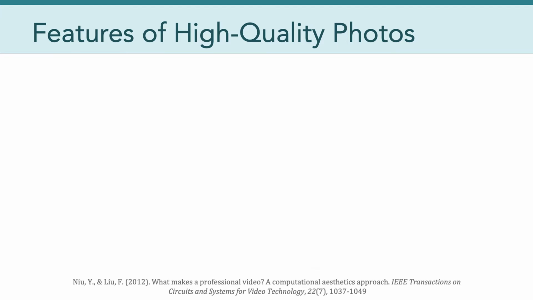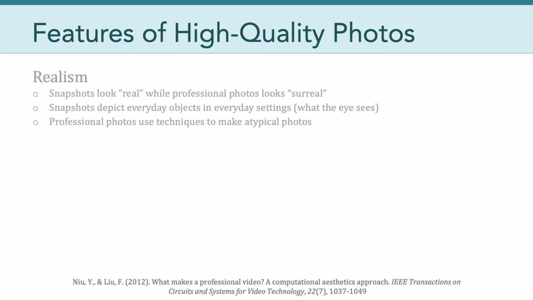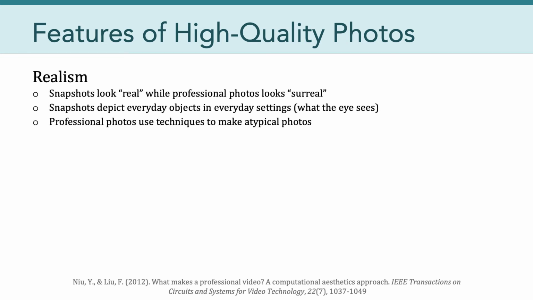Now, another feature of high-quality photos is realism. If we think about snapshots that we take just on our phone or off the cuff, they look real, whereas professional photos tend to look more surreal. And the reason for that is snapshots tend to depict everyday objects in everyday settings. In other words, exactly what the eye sees in everyday life. But in contrast, professional photos use certain techniques to make their photos atypical or make certain things stand out.